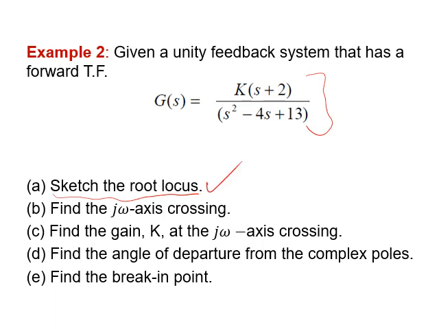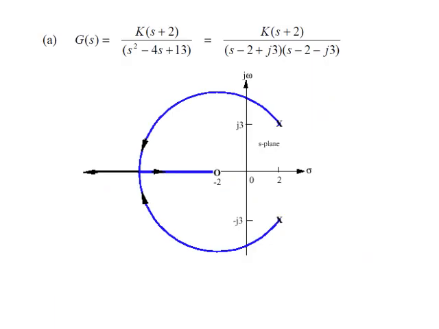So he's asking me to sketch the root locus, then find the j omega crossing, calculate the value of K for the j omega crossing, find the angle of arrival and departure, and find the break-in point. First of all, we will locate the poles and the zeros. There are two poles. This is one pole, and this is the other pole. And one zero at minus 2, it's this one.